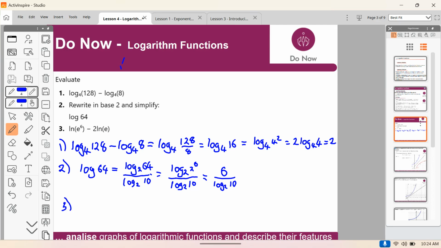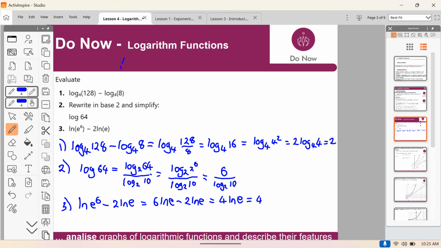Question number 3, ln e to the 6 minus 2 ln e. This is 6 ln e minus 2 ln e, which is 4 ln e. The base is e, so the log in any base of the base is equal to 1. So this is 4.